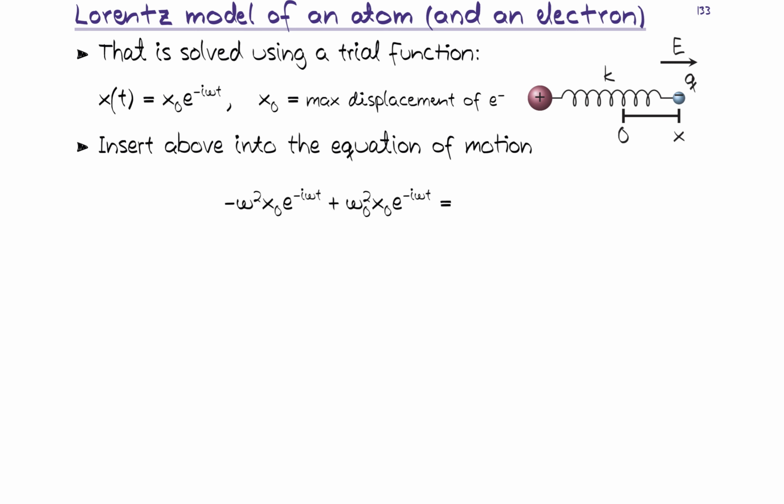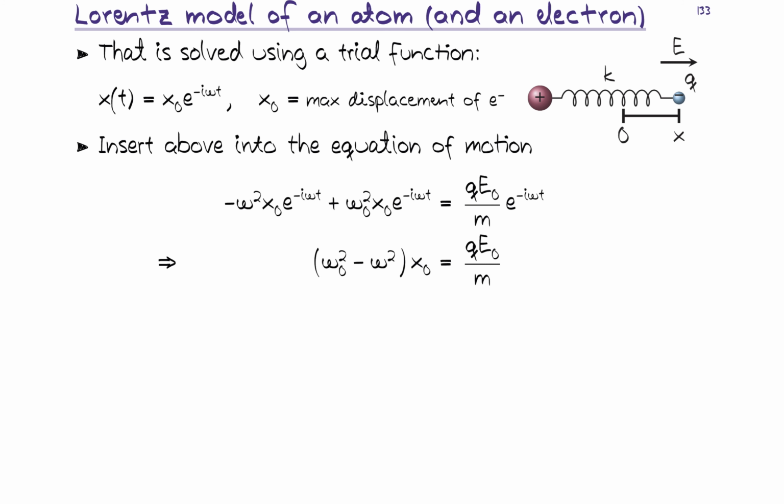And then on the right-hand side, we have q times E naught divided by the mass of the electron, times the time dependence. We can see now that all these terms have the same time dependence, so we can remove it. And then we are left with an equation with the squares of the frequency: omega naught squared minus omega squared, multiplied by x naught, equals q times E naught divided by m, the mass of the electron.